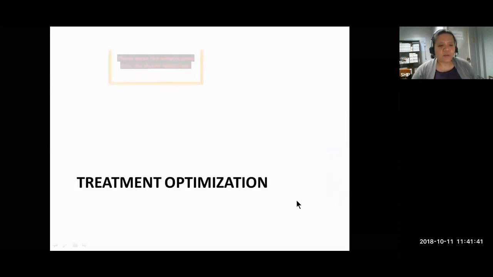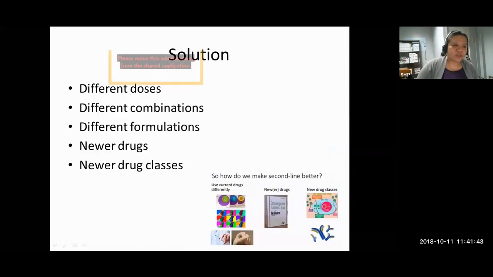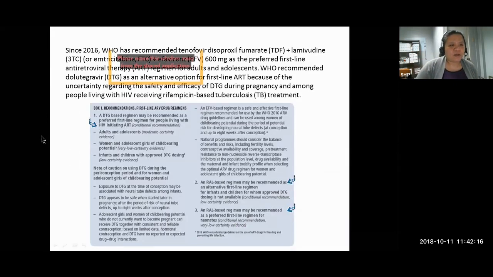Okay, now let's talk about treatment optimization. How do we actually make the treatment more acceptable to the patient? If the patient is suffering from side effects of our drugs, we should think of these particular strategies. No? Different doses, different combinations, different formulations, newer drug classes. So as promised a while ago, I want to share with you the actual new recommendations of the World Health Organization with regards to the first line.